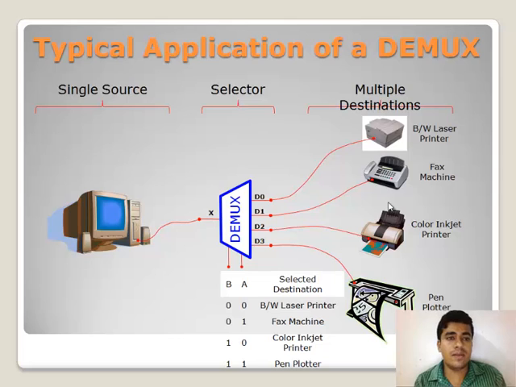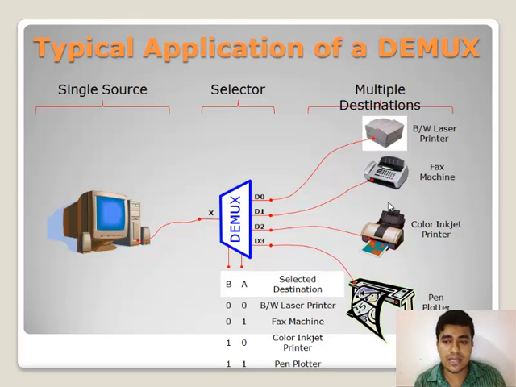Here I will give one typical application for a demux. A single source is used, a computer, and in multiple destinations we will use several things: a black and white laser printer, fax machine, color inkjet printer, and pen plotter. It is not necessary to have all these 4 in the same order. We will change the logical order as well as the truth table of select lines.